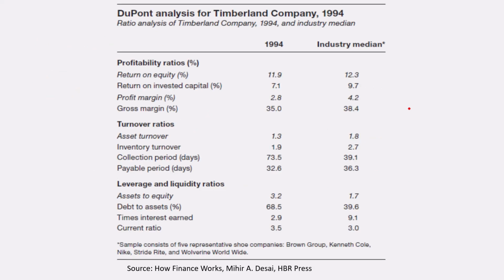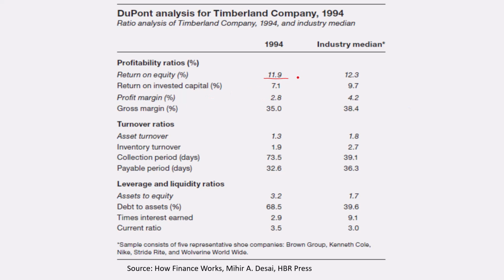What we have here is the DuPont analysis for Timberland Company in 1994. Here, if you were the manager of Timberland in 1994, what number are you going to focus on? You look at these numbers and try to tell a story by comparing Timberland with the industry. So if you're the manager, what number would you emphasize on? Of course, you would emphasize on the ROE.